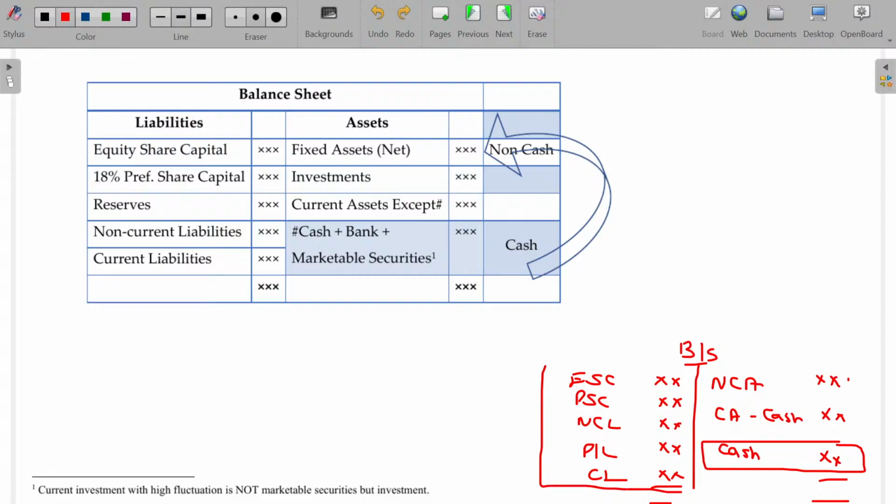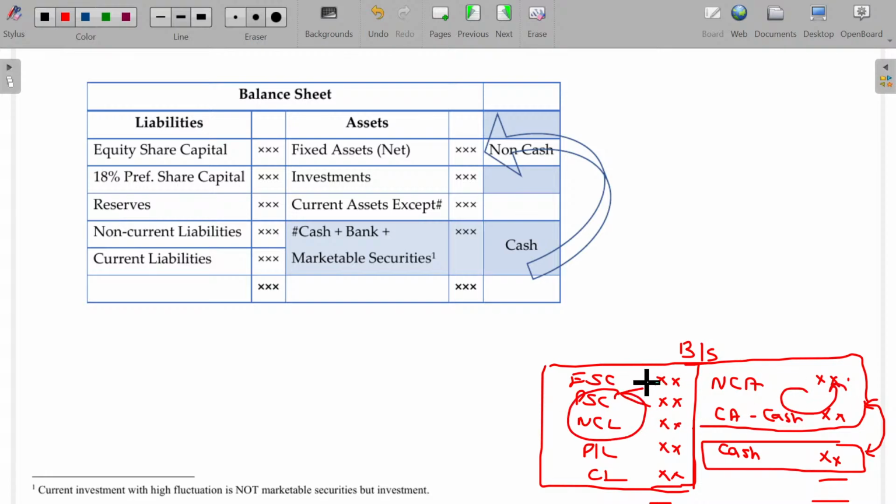So you block the entire balance sheet into two blocks. From here to here or from there to here, if any transaction happens, then it's called an item of cash flow statement. If the transaction happens within this, or this way, it's not considered a part of the cash flow statement.